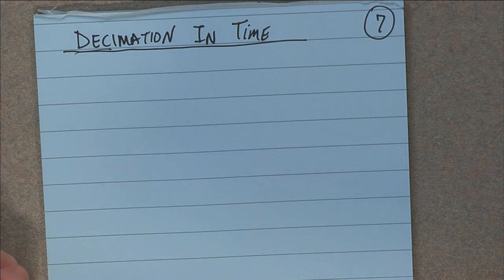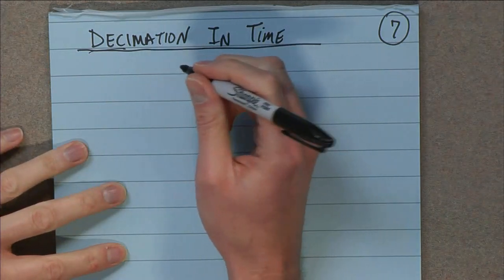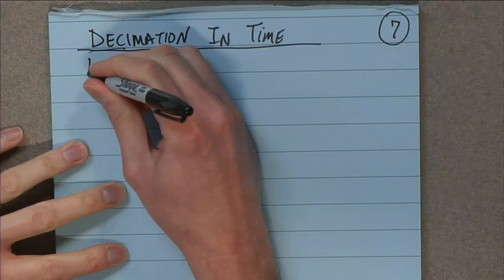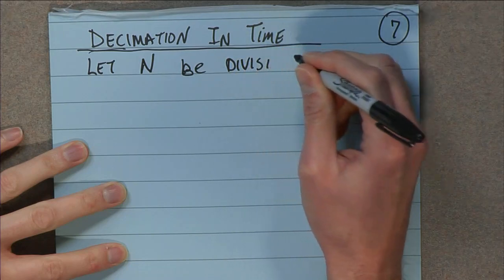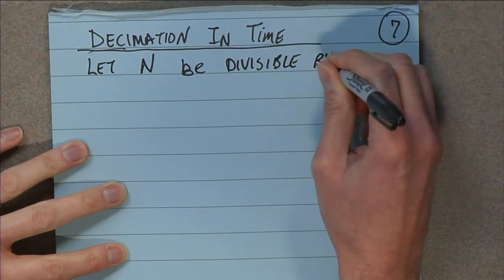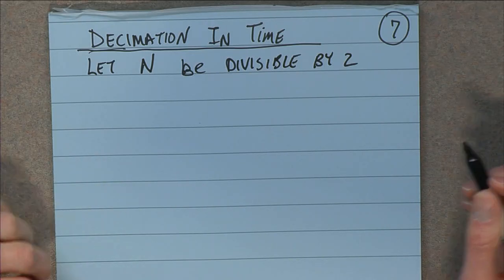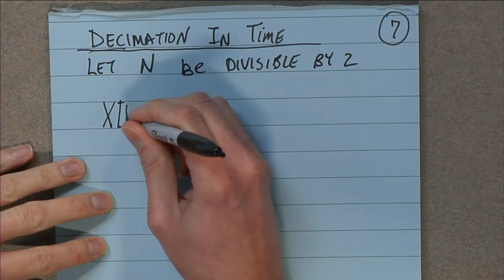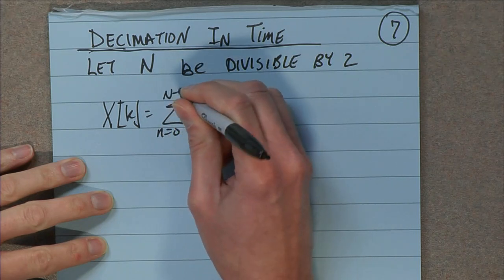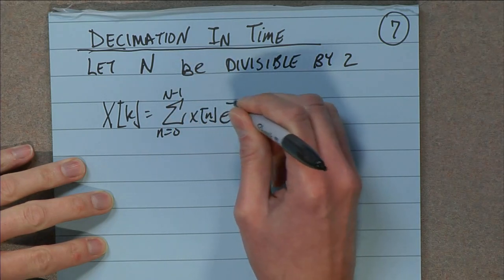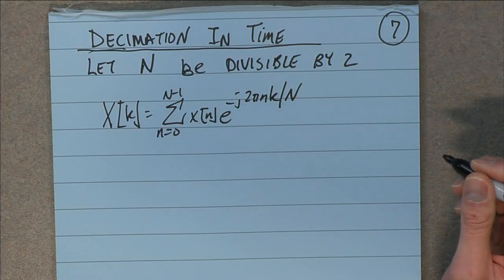So we're going to go through a simple one where we'll start off and say, well, let's let x of n be length N, and let N be divisible by 2. So right now it can be divided by 2. And so as we start off, the only thing we know right now is N is divisible by 2.